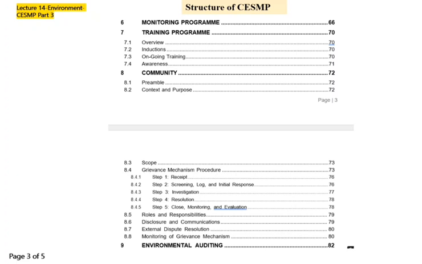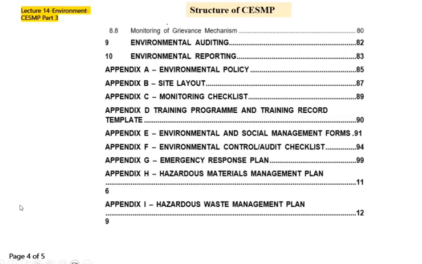After that, we have 9, environmental auditing. It means after every 3 months there are different sorts of inspections and audits, like waste management audit, environmental monitoring audit, waste management, air and noise, and heritage or anything. So part 9 is environmental auditing. 8.8 is monitoring of grievance mechanism, which we already discussed.